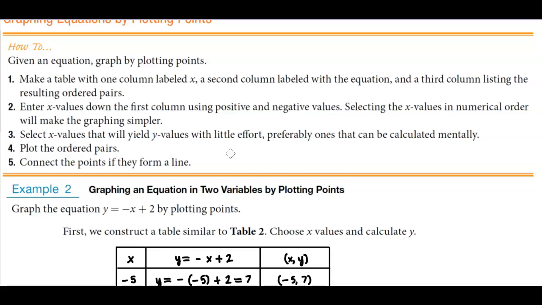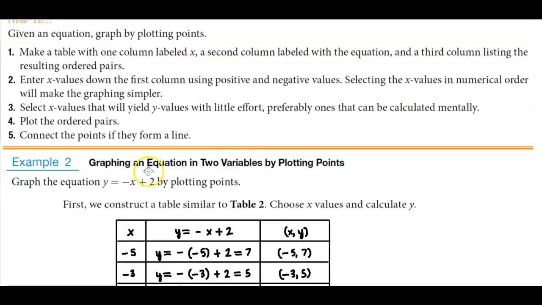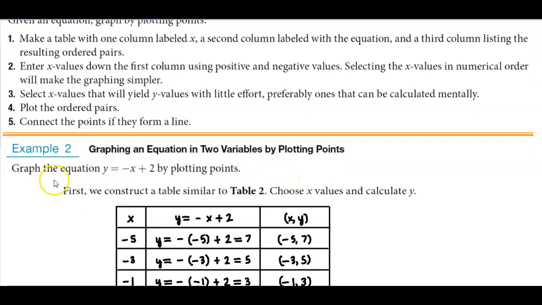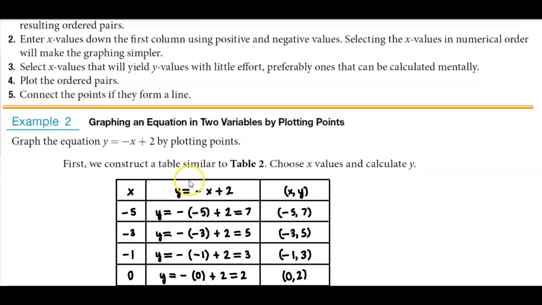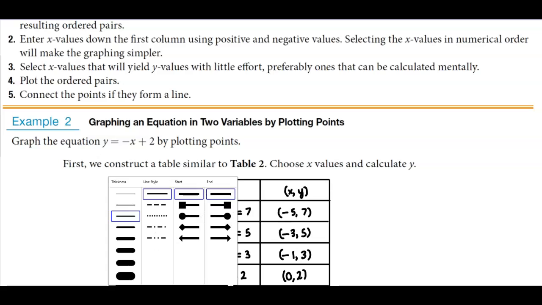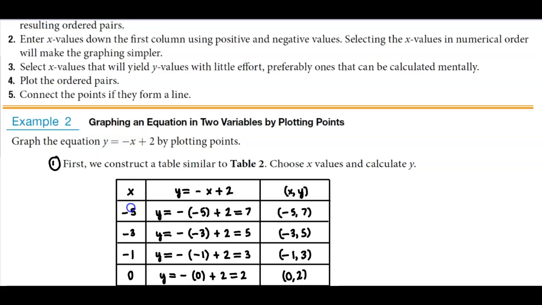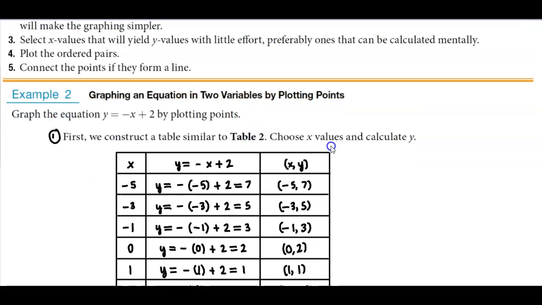So for example number 2, we're going to be graphing an equation in two variables by plotting points. We're going to graph the equation y equals negative x plus 2 by plotting points. So the first thing we want to do is to construct a table similar to what you see in table 2. So we're going to choose x values, and then we're going to calculate y.